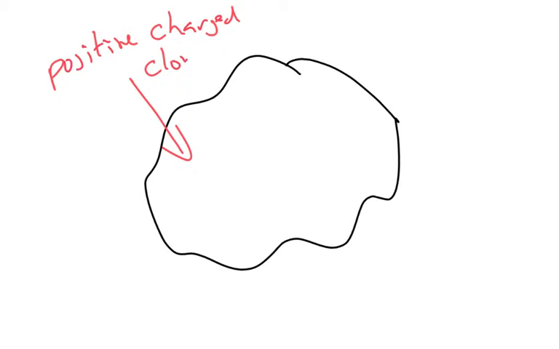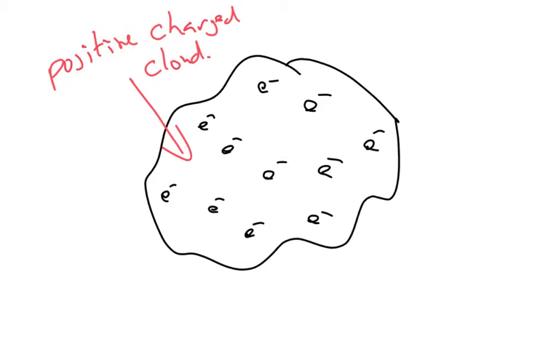Okay, so today we're going to talk about the plum pudding model and then other models of the atom. So the plum pudding model was the idea that the atom was a positively charged cloud, and that inside you had your little electrons that were just kind of floating in this little cloud. So that's what people believed.